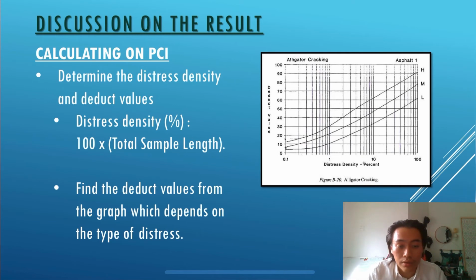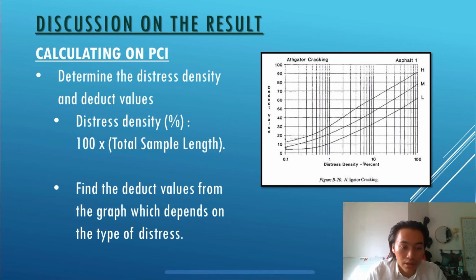Okay, I will explain about calculating the PCI. First of all, you should list out the type of distress, and you should know the distress level. If alligator cracking is low, then you put 01L. If the type of distress is bleeding, then you put 02. If the bleeding is medium, then you should put 02M. Then you should calculate the area or the length, and the number of potholes if you have potholes along the road.